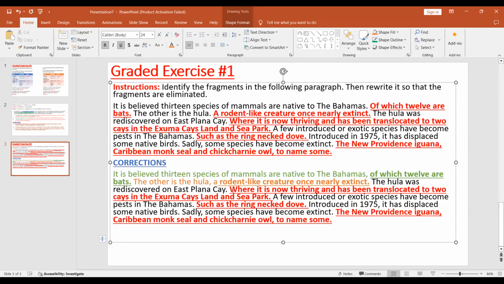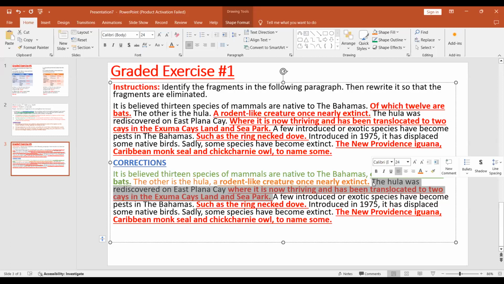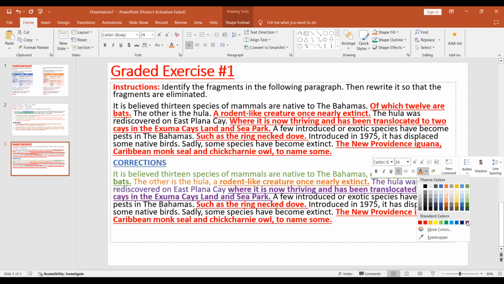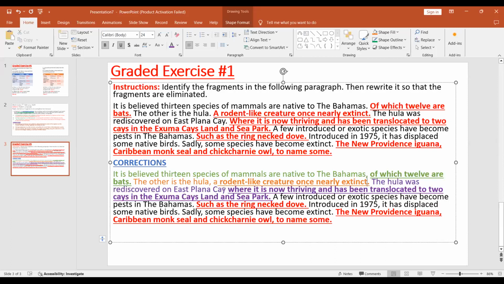A comma. We don't need a comma for that. It could flow, where it is now thriving and has been translocated to two exoma keys. So we could combine them too. Instead of putting the period, you just leave it. So let me put this again. So the hula was rediscovered on Planakey. You could put a comma or you could not put a comma. It's your choice. I'll put a comma.